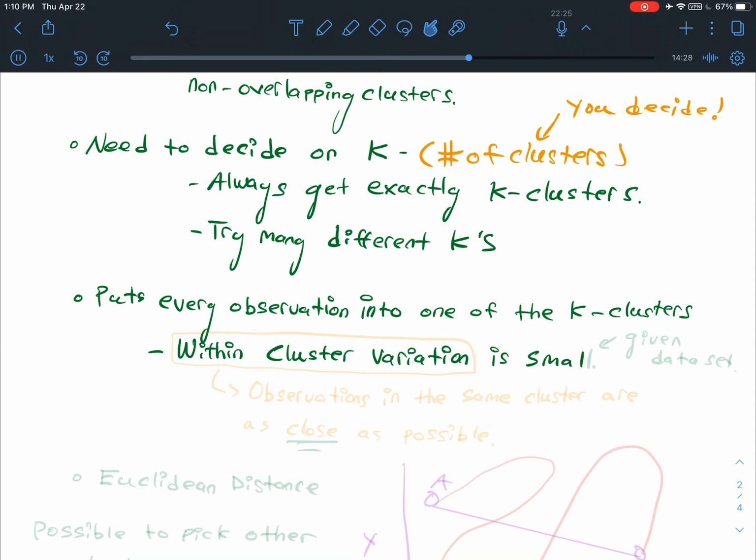I'm just going to write small. Now that's quite great, right? So, what is within cluster variation? This might seem kind of complicated. Well, this goes back to the motivation I had earlier. This within cluster variation is actually not that complicated. This really just means that observations in the same cluster are as close as possible.